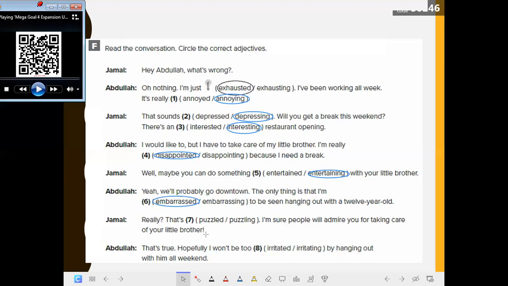طيب اتفضل. To be seen hanging out with a 12 years old. Really? That's puzzling. I'm sure people will admire you for taking care of your little brother. Okay. That's true. Hopefully I won't be too irritated. Irritated. Excellent. ماشي. هتكون ed مش ing. تمام. By hanging out with him all weekend. Excellent. ممتاز، برافو عليكم يا شباب. Thanks a lot Omar, thanks a lot Laith.